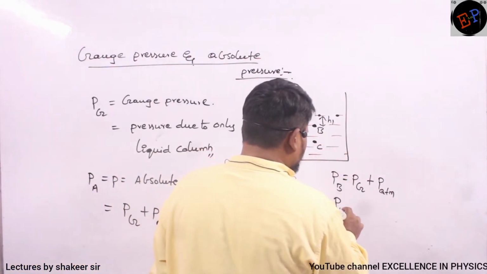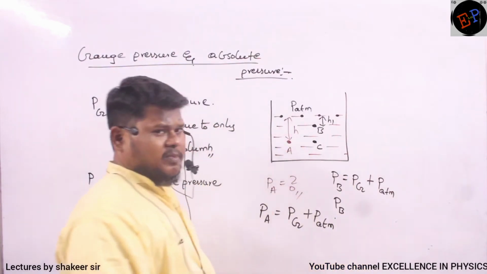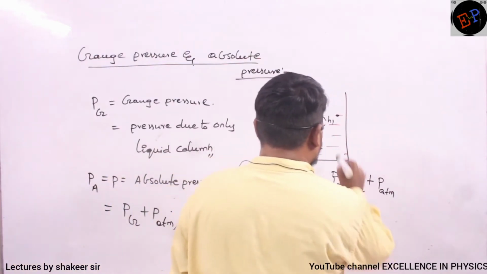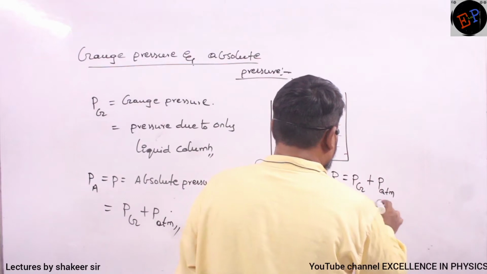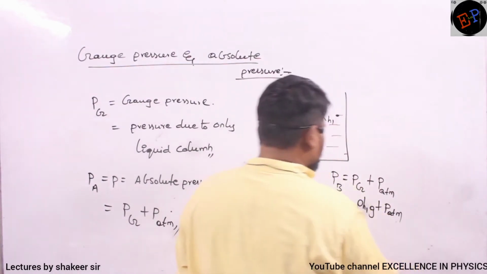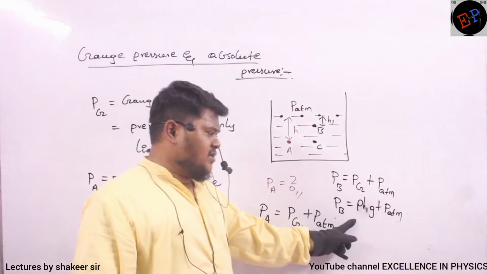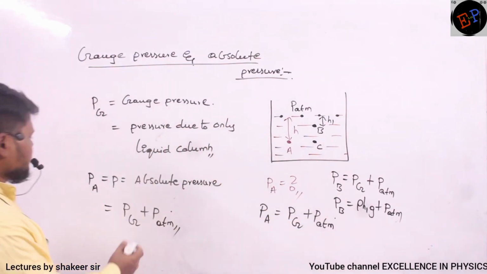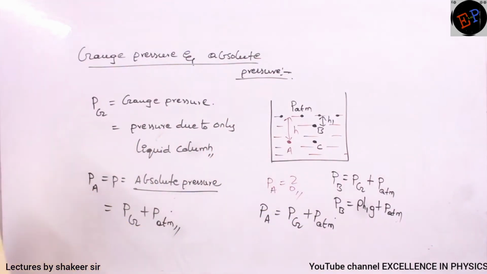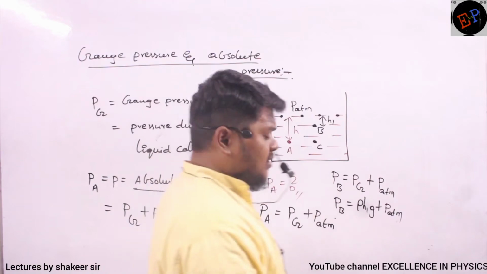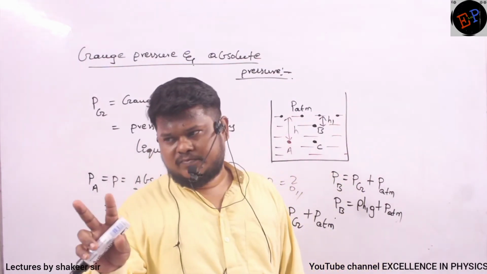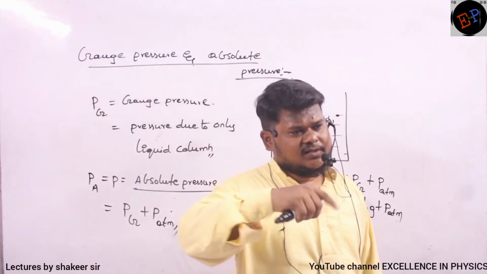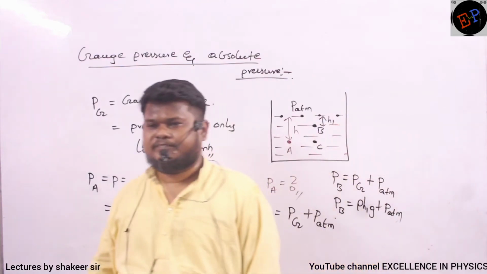So how can I calculate the total pressure, or absolute pressure, at point B? Gauge pressure is rho h1 g, plus atmospheric pressure. Are you able to understand? And the sum of gauge pressure and atmospheric pressure is called what? It is called absolute pressure. So in a liquid, at every point, there will be two pressures. One is pressure due to the liquid column and the second is atmospheric pressure.